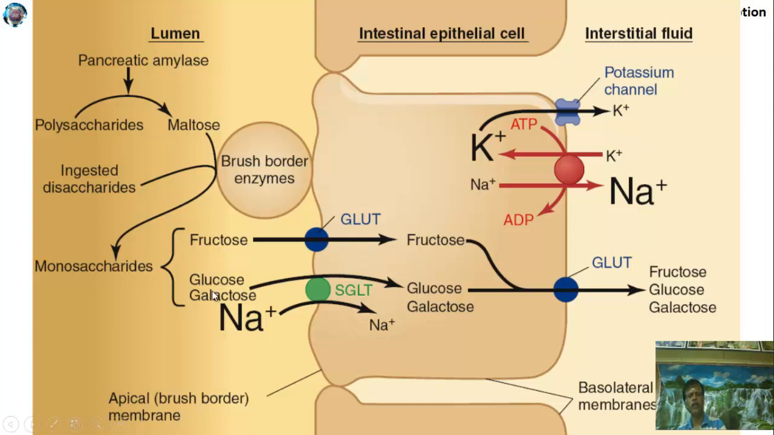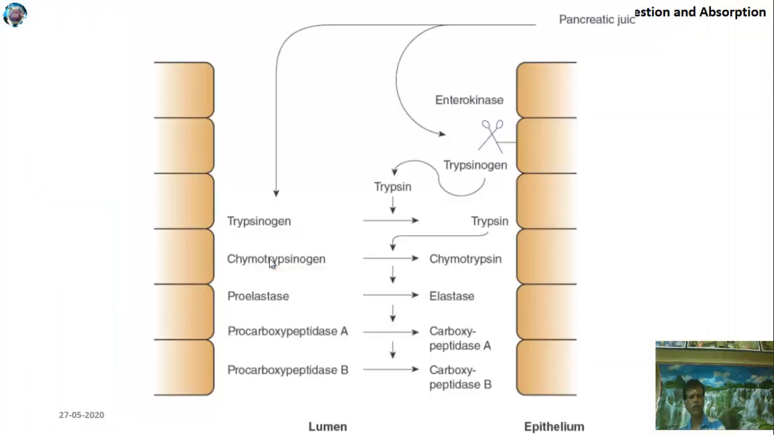So this is how the digested monosaccharides, fructose, glucose, galactose, are going to be absorbed in our body. So this is the digestion and absorption of carbohydrates.